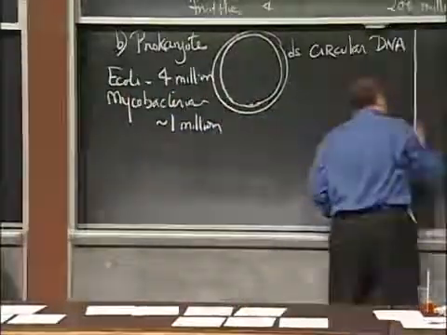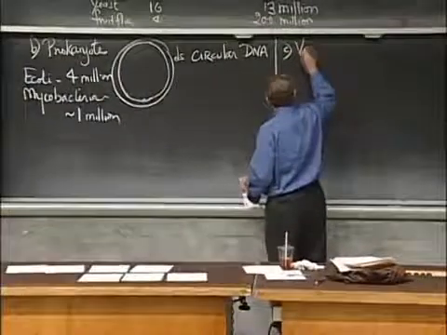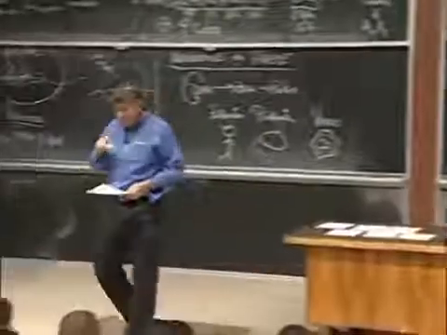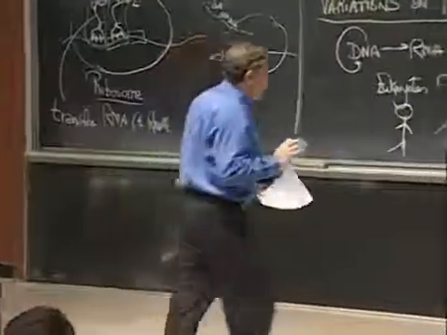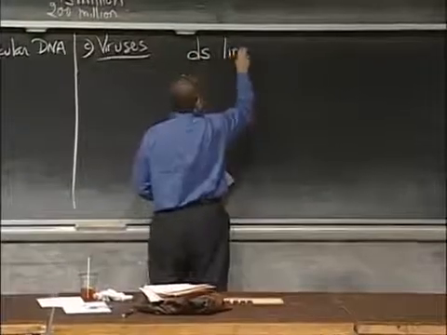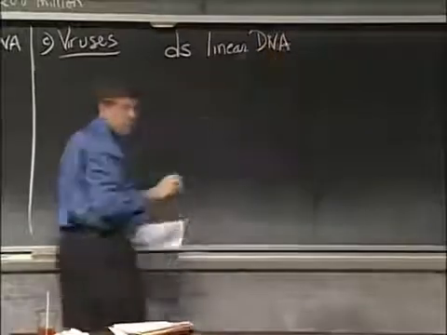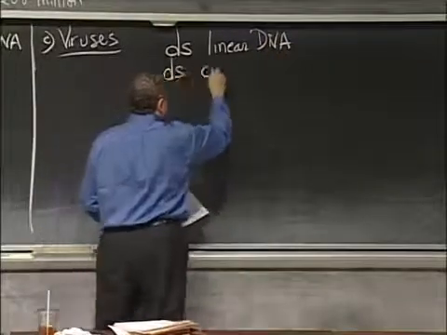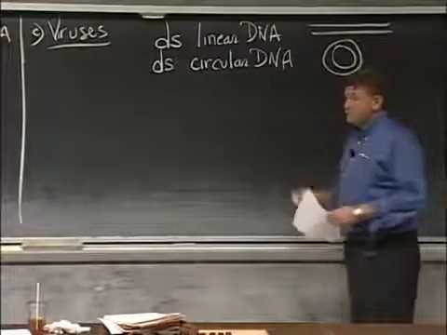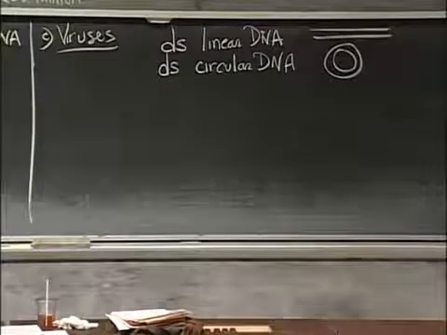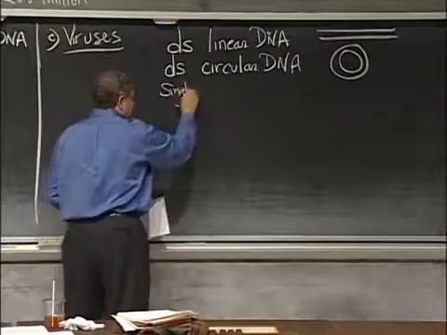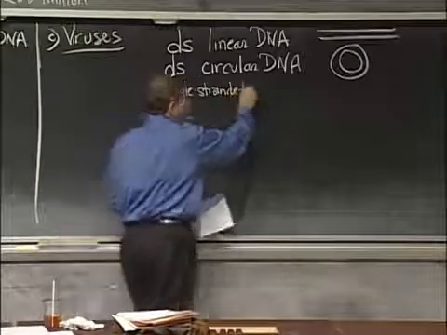But now, viruses, they are weird. Viruses, turns out some viruses have double-stranded linear DNA, and some with multiple chromosomes even. Some viruses, though, have double-stranded circular DNA. So it turns out viruses can do either of those. It turns out they can do more than that. Some viruses have single-stranded circular DNA.